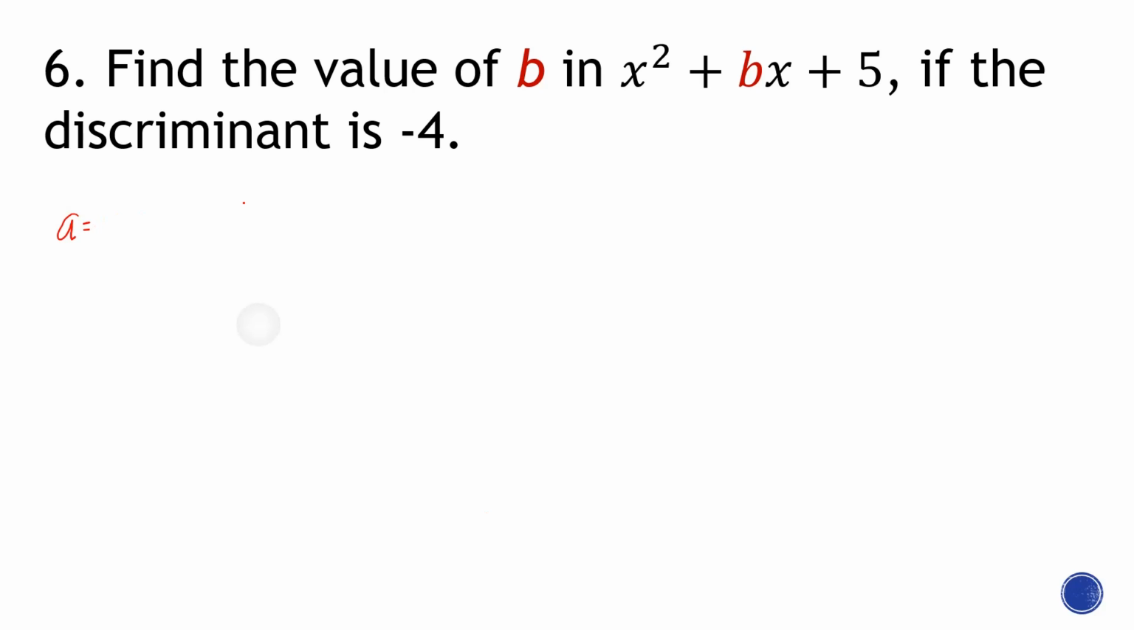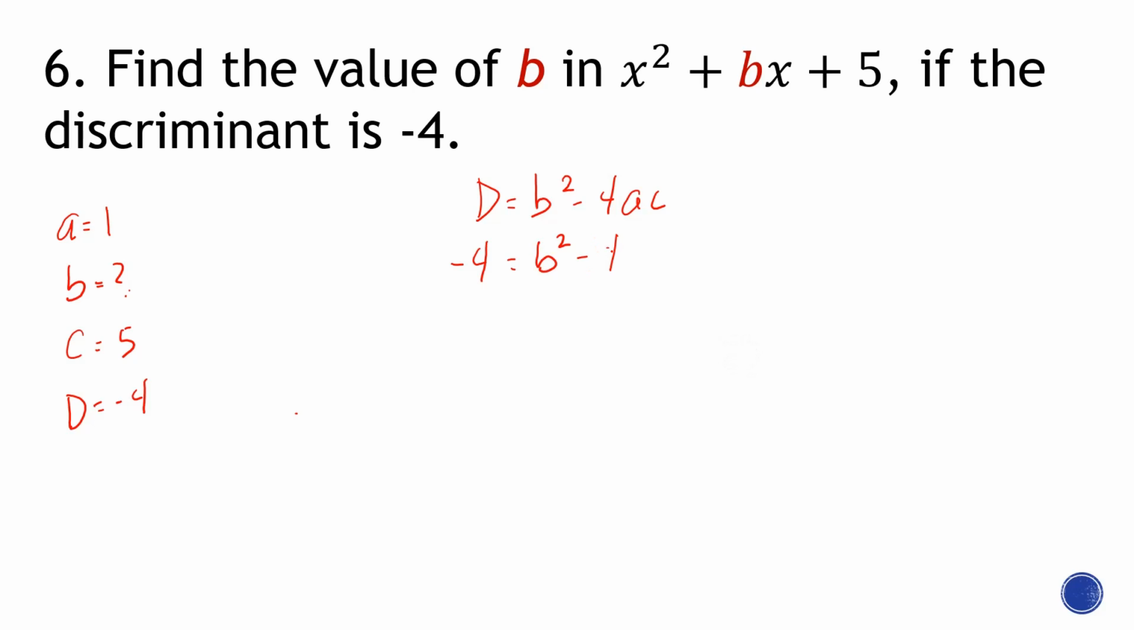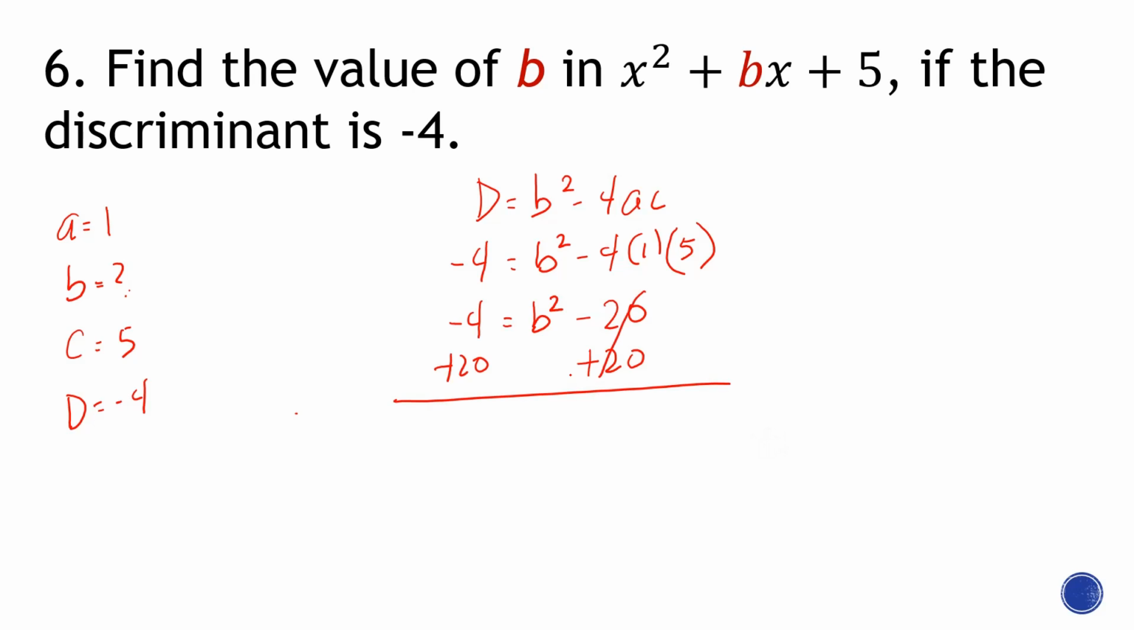So A is 1 here, B is missing, C is 5, and D is equal to -4. Use the formula to solve for the unknown. We have -4. We don't know B. A is 1, and C is 5. Okay. So this is -4. This is B squared. Count the number of minus signs or negative sign. We see only 1. This is 20. And then the next step is plus 20 on both sides. This is 16.